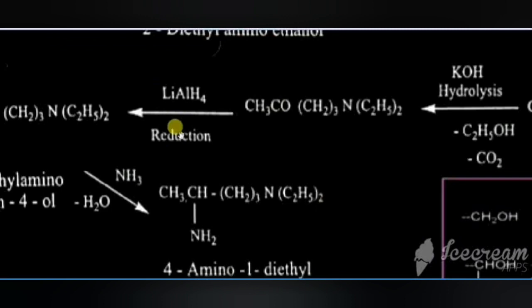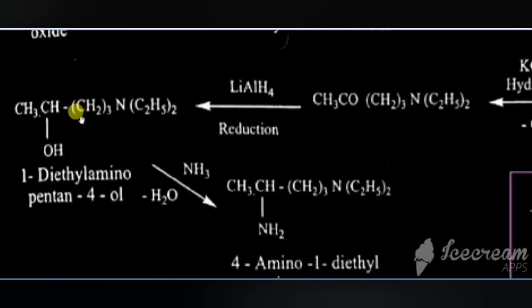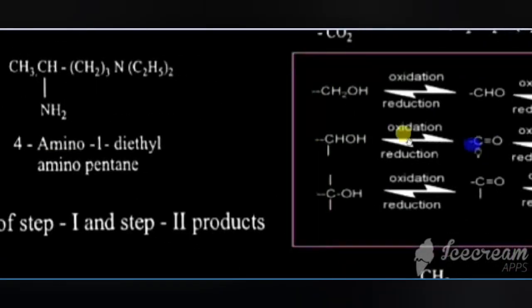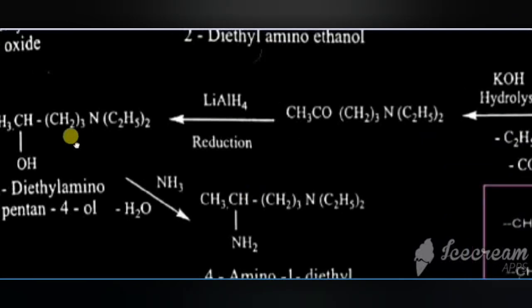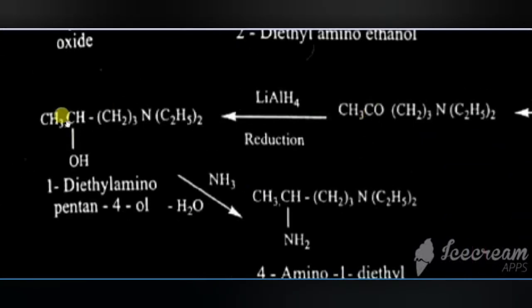Now, this on reduction, what happens? Here we have a ketone, no? That will be reduced to secondary alcohol, CHOH. So, how are we getting that? Already we have known primary alcohol on oxidation gives aldehyde, on oxidation gives acid. Secondary alcohol on oxidation gives ketone, on oxidation gives acid. So, the reverse: acid on reduction gives ketone, on reduction gives secondary alcohol. That is why here we have ketone, no? So, this ketone will be reduced and we are getting secondary alcohol.